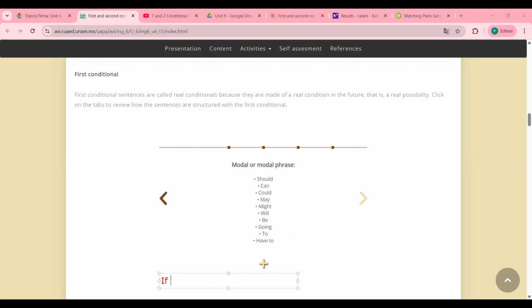If. My if clause, it's the condition. First conditional. If we pass this English course, comma, to separate my condition and the result.